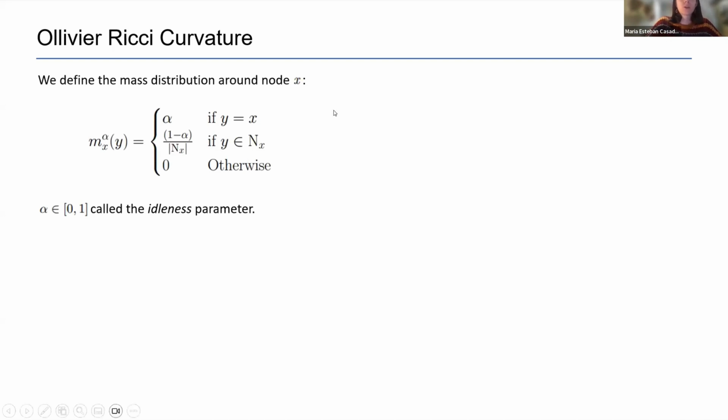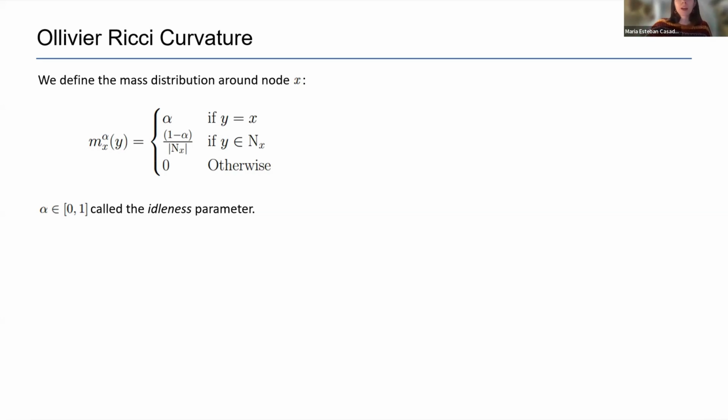So what we will do to define the curvature of an edge that joins two nodes x and y is to define a mass distribution around node x and a mass distribution around node y, and find the best way to transport one distribution to the other. So the mass distribution around a node x can be defined in the following way. We put alpha mass at x and we equidistribute the rest of the mass among the neighbors. So this mass distribution can also be seen as a probability distribution. So these masses have to add up to 1. And alpha is a parameter that's called the idleness, as it can be seen like the probability of a random walker to not move.